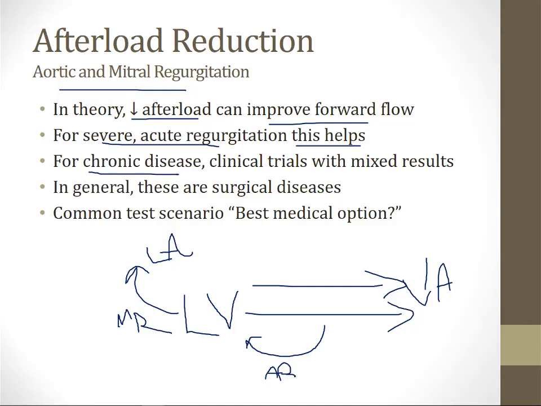In chronic regurgitation of the aortic and mitral valve, clinical trials have had mixed and poor results. In general, afterload reduction has not been shown to be helpful, and these are surgical diseases, but sometimes on board exams, they ask you for the best medical option, and what they want you to recognize is that if you can lower the afterload, you can improve the forward flow and reduce the backward flow.